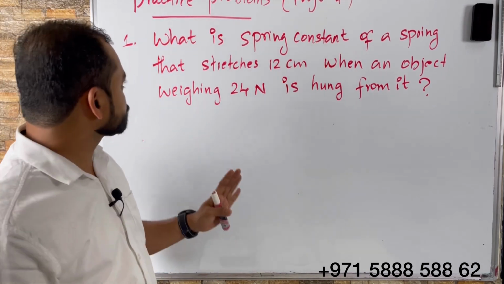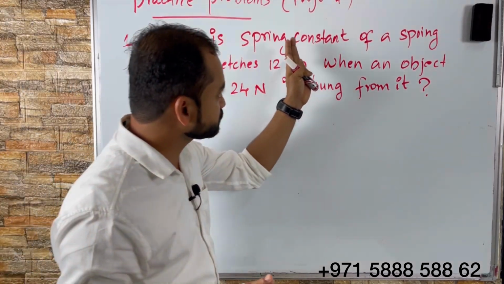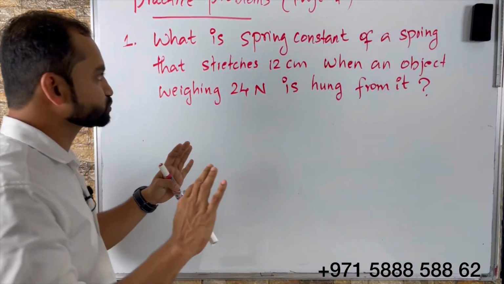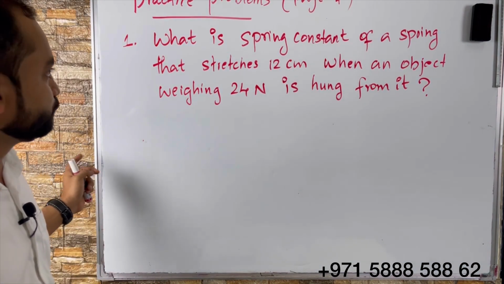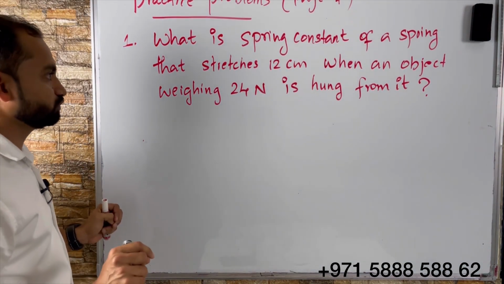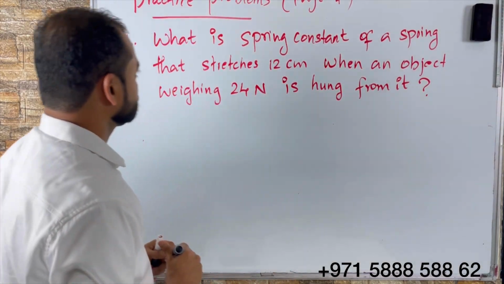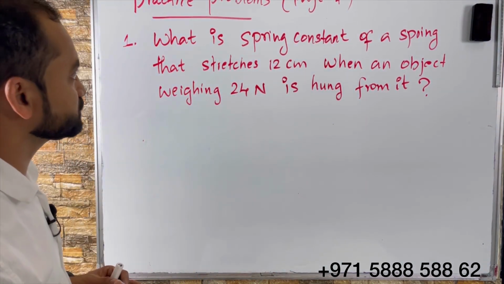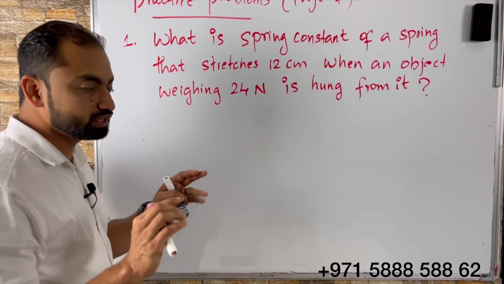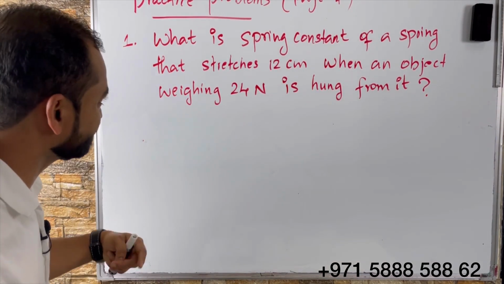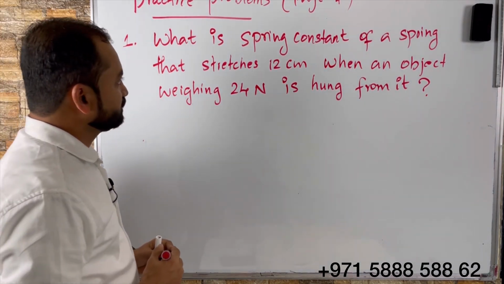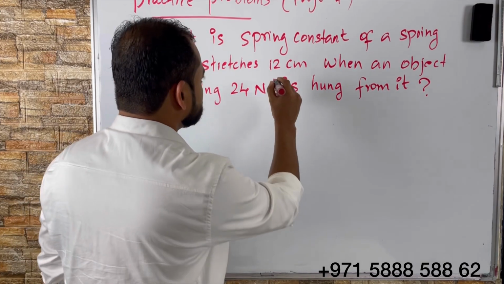So in this question, what is the spring constant of a spring that stretches 12 centimeter when an object weighing 24 Newton is hung from it? So what is given? First step is, when we read the question, we need to write what is given in the question. That is called analyzing the question. So 12 centimeter is given.